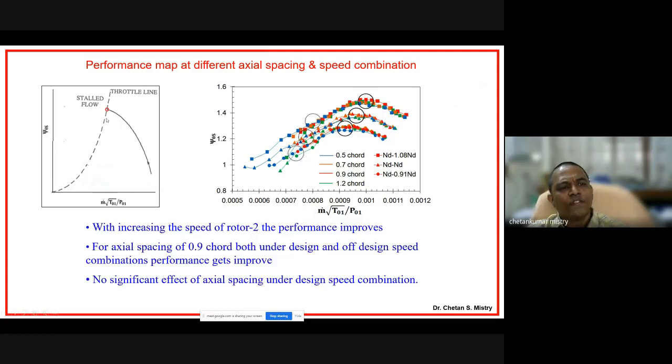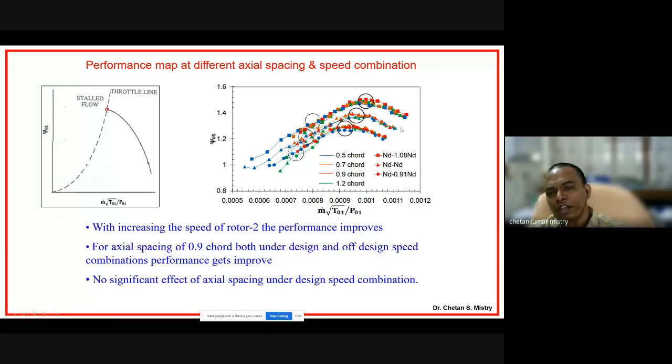Conventionally, this is a performance map for a conventional low-speed axial flow compressor. By decreasing the mass flow rate, the pressure rises. After some point, there is no further rise of pressure. That is what is called stall. This is a stall condition.